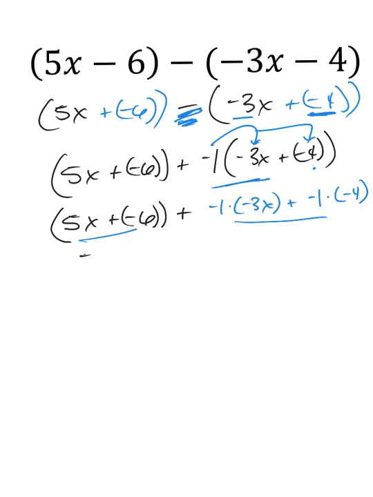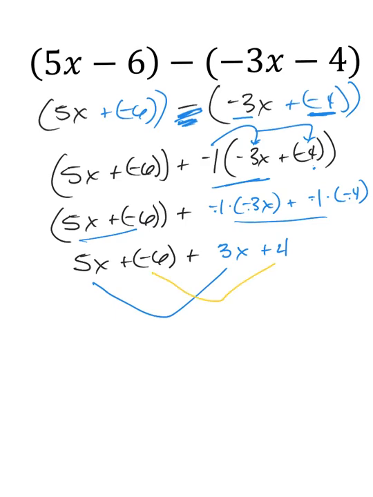Now I'm going to have 5x plus negative 6 plus, negative times a negative is a positive, so that's going to be positive 3x. And a negative times a negative is a positive. Negative 1 times negative 4 is positive 4. So now I'm going to combine like terms. So I have 5x plus 3x, and I'm going to have negative 6 plus 4. So I'll write those out. 5x plus 3x plus negative 6 plus 4.